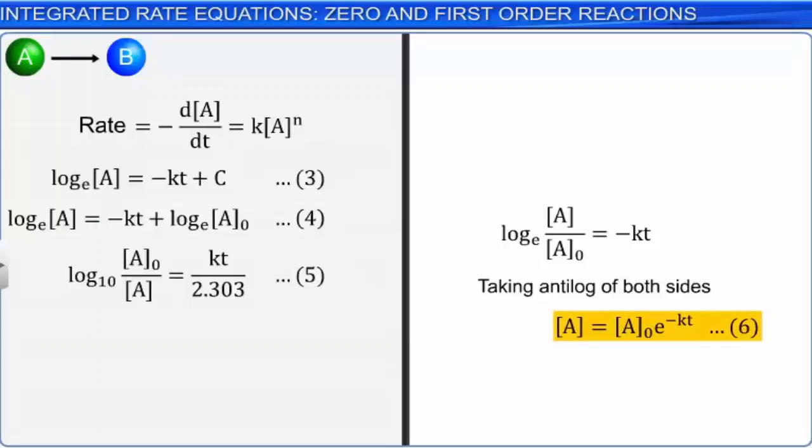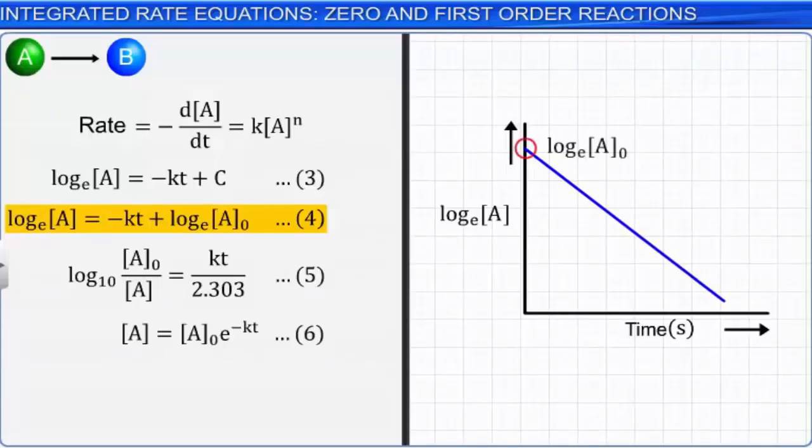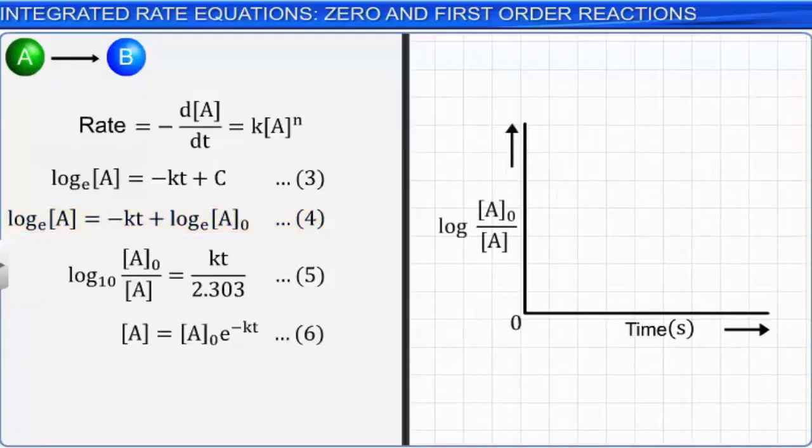If we plot equation 4 on graph, then we get a straight line with the y-intercept as log initial concentration of A0 to the base e and slope as minus K. If we plot equation 5 on a graph, we get the graph as shown here.